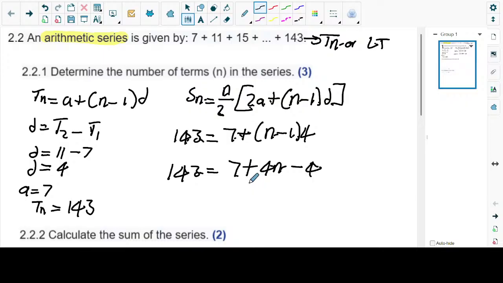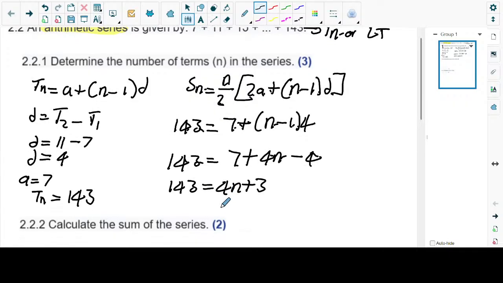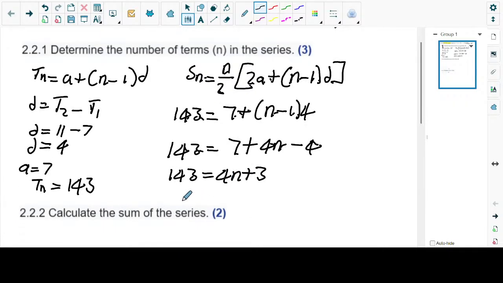It's 3. And then after that we're going to isolate... No, let's do it step by step. So we have 143 is equivalent to 4N plus 3. Transpose now, no? Yeah, we subtract 3 from both sides.